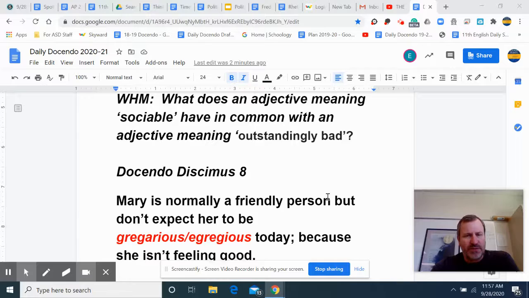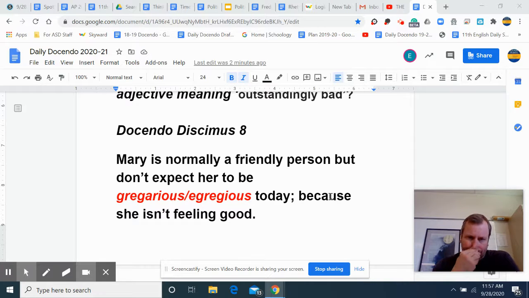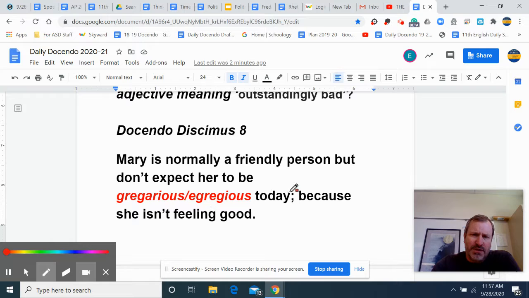So looking at the sentence, we're thinking now as editors. Mary is normally a friendly person, but don't expect her to be gregarious today because she isn't feeling good. So looking at the first part of the sentence. Now watch out for coordinating conjunctions because sometimes you need a comma, sometimes you don't. Now, the simple rule is you do need a comma when you have two independent clauses that are connected. That means you have at least a compound sentence, right?